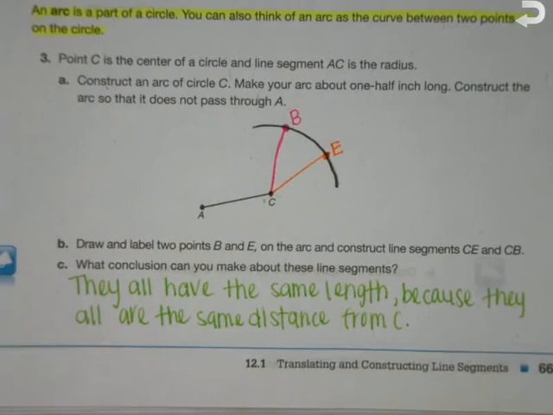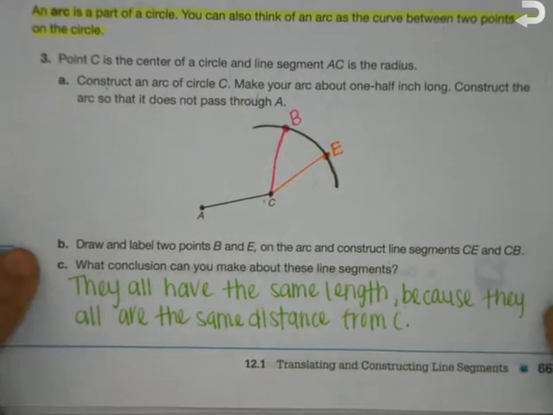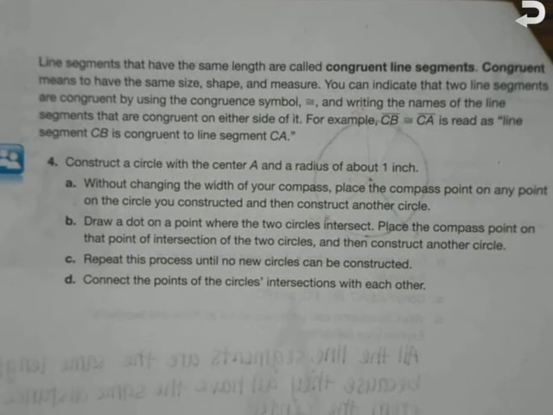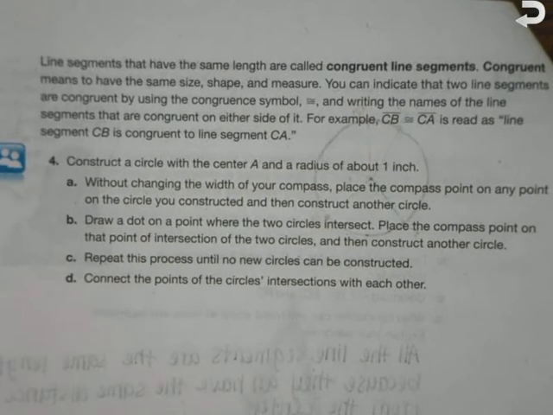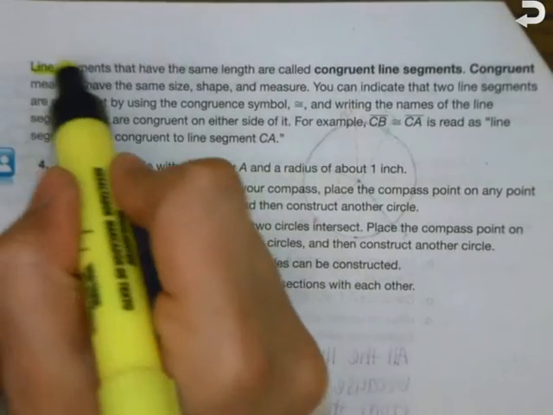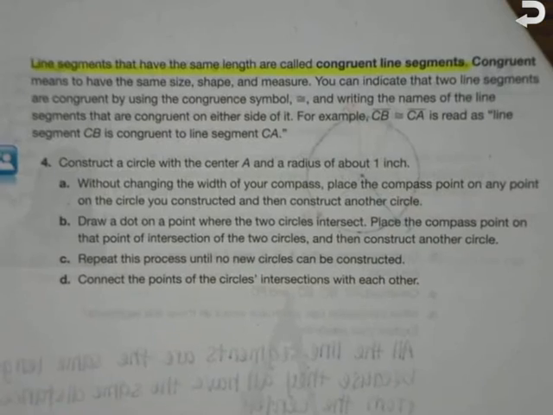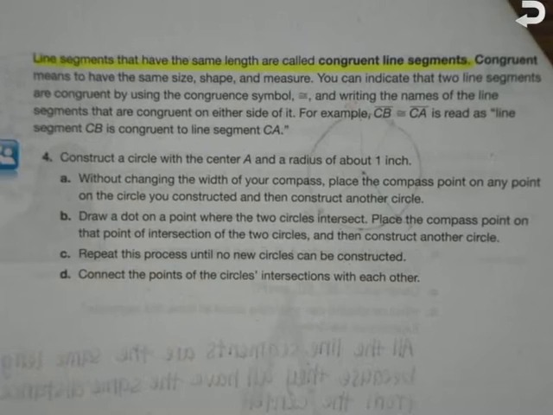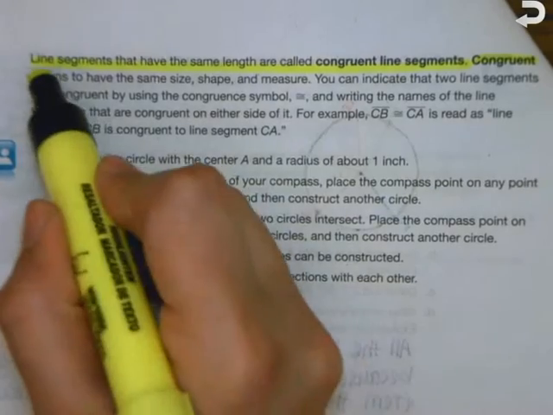Okay, so let's turn the page. I'm going to read because you guys are chicken. You will need your highlighter. Line segments that have the same length are called congruent line segments. That's a definition. Highlight that. And then they tell us what congruent means. Congruent means to have the same size, shape, and measure.